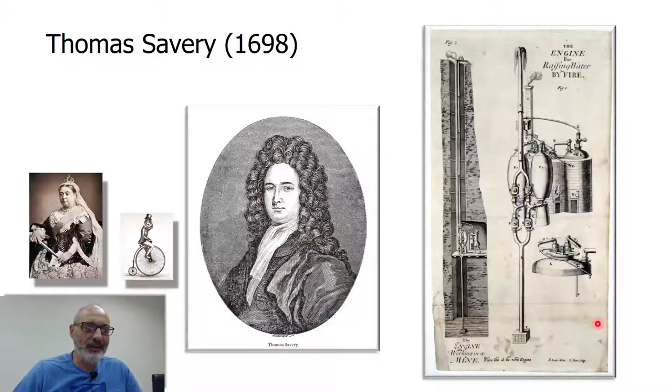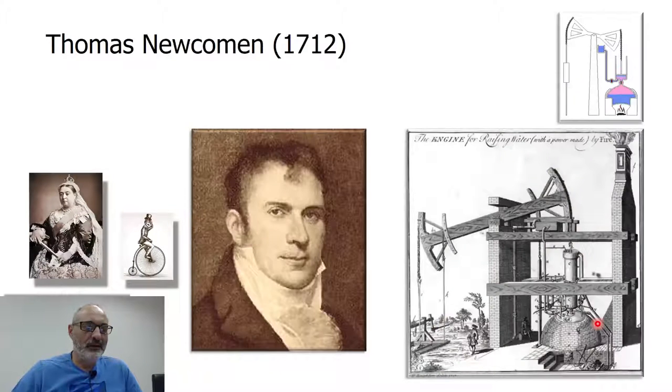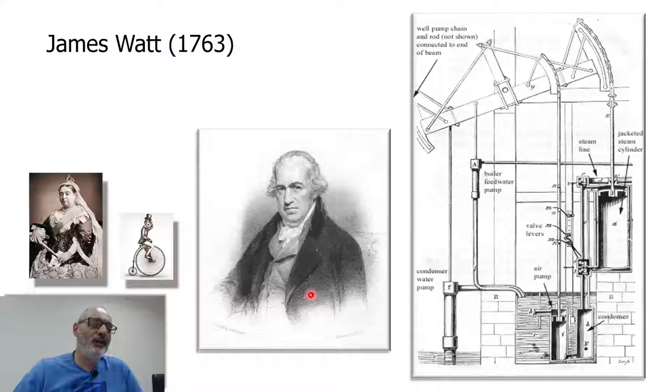The problem with Savery's and also Newcomen's machine was that the consumption of heat and of coal was very, very significant for a given amount of work produced. So that was a very big problem, and it was solved by James Watt by building a very efficient machine. For that, he simply separated the condenser from the piston.